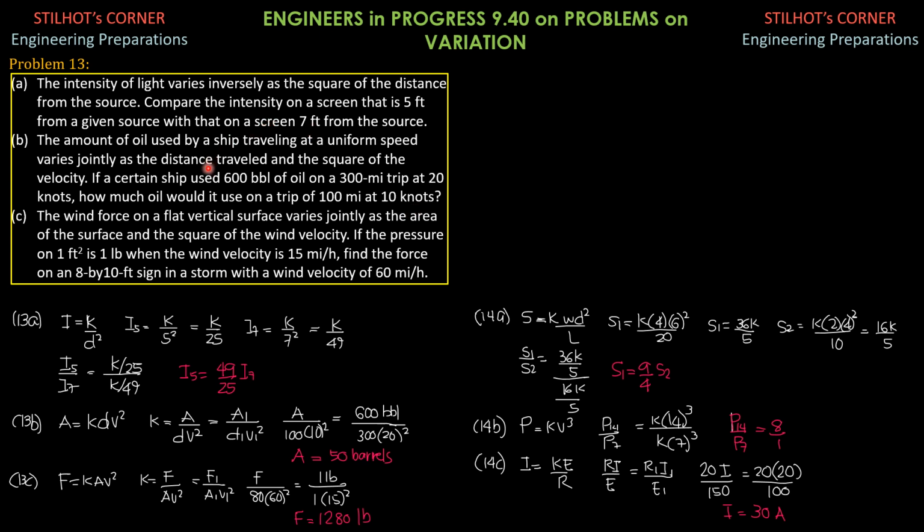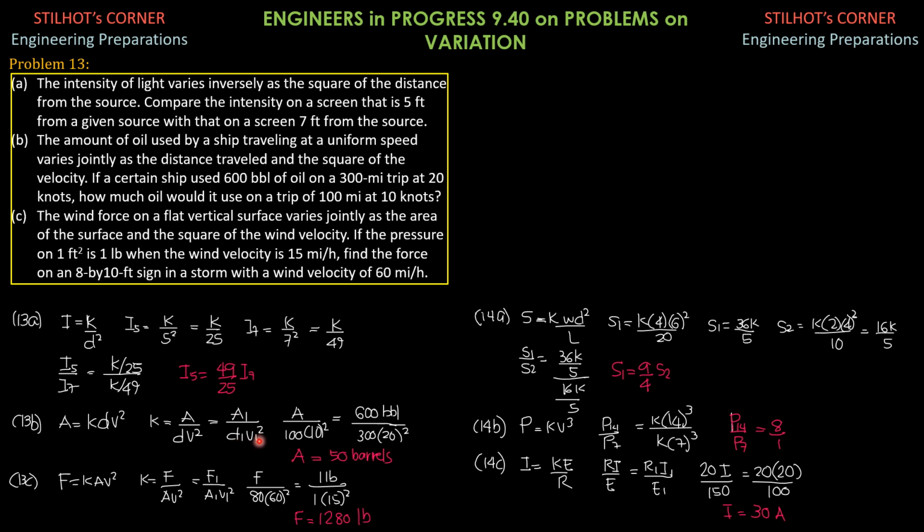So let's set up the formula first. The amount of oil, I'll call it A, varies jointly as the distance traveled and the square of the velocity, with constant K. So this is the distance, then the square of velocity. If we solve for K, because K is not important here, it is A over D V squared, and we equate that to the initial condition A1 over D1 V1 squared.